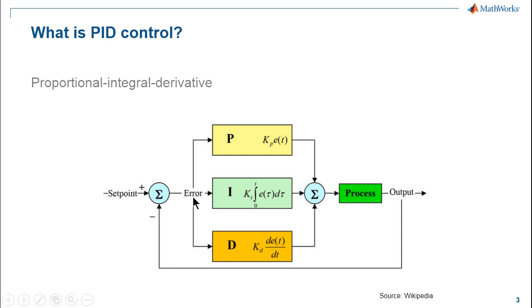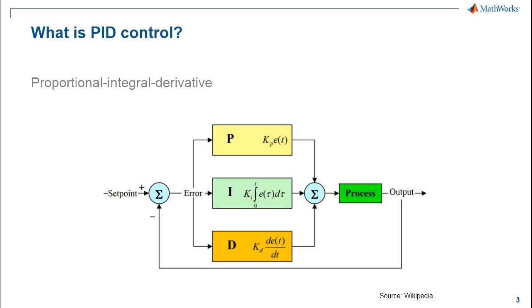The error signal is the difference between the set point that we want our process to follow and the measured process output. The PID controller operates on the error signal. The proportional term is the proportional gain Kp times the error signal. The integral term is the integral gain Ki times the integral of the error signal. And the derivative term is the derivative gain Kd times the derivative of the error signal. We add all those terms together to get the requested actuator value.